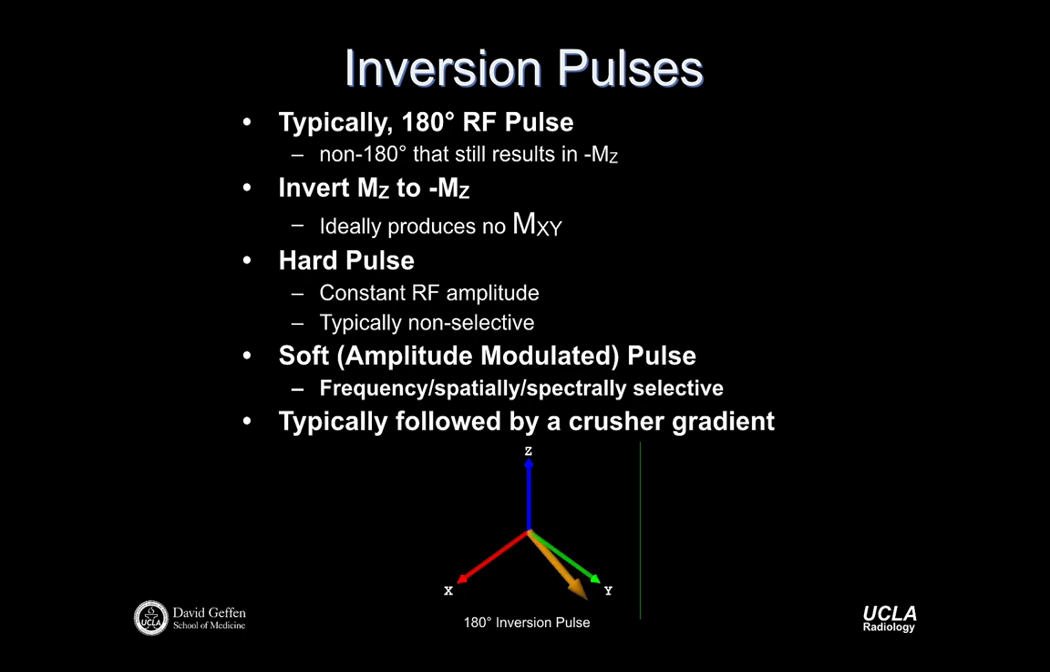I could generate another simulation for you where the phase was about the y-axis, or phase of 90 degrees, and the path would look different. So the end result of an inversion pulse might be the same, inverted magnetization, but the path to get there will depend on the phase. And sometimes you care about that.